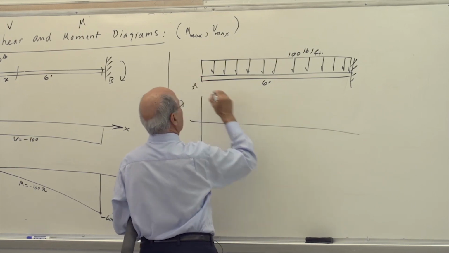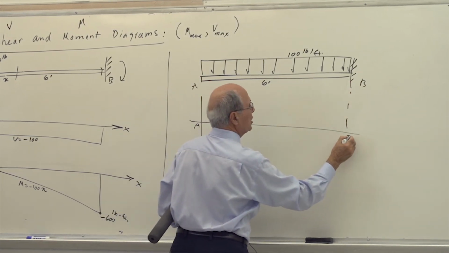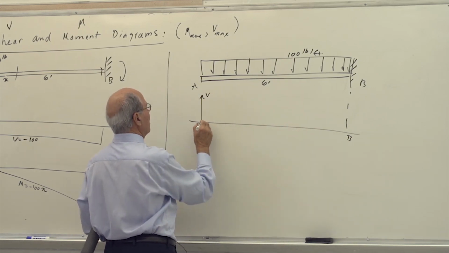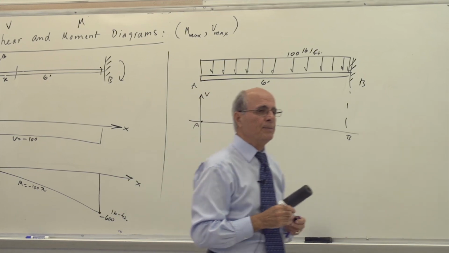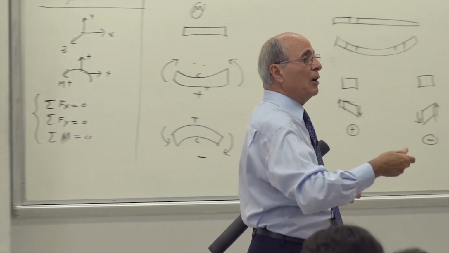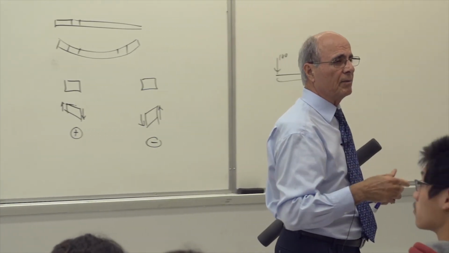Point A, point B. You bring those points down. Usually you put it A, B. Sometimes there are 10 of them, so don't worry. These are the simple problems. What's the value of the shear there? By the definition of 100 pounds per foot, if I'm at epsilon distance, how much load do I have?